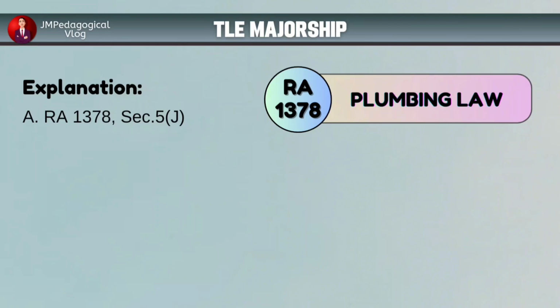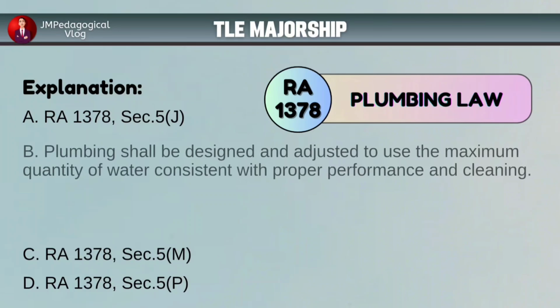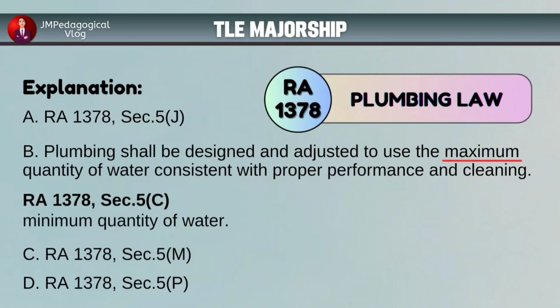Explanation. Statement A was cited from Republic Act 1378, Section 5, Subsection J. Statement C was cited from Republic Act 1378, Section 5, Subsection M. Statement D was cited from Republic Act 1378, Section 5, Subsection P. While Statement B says, plumbing shall be designed and adjusted to use the maximum quantity of water consistent with proper performance and cleaning. What is the mistake in this statement? According to Republic Act 1378, Section 5, Subsection C, this should be the minimum quantity of water.